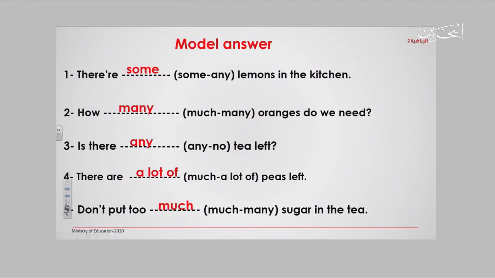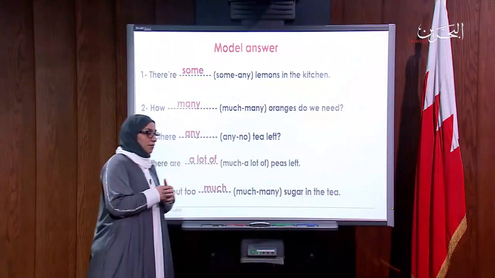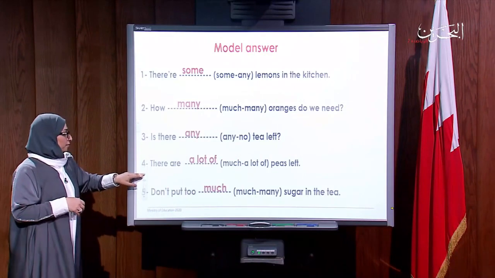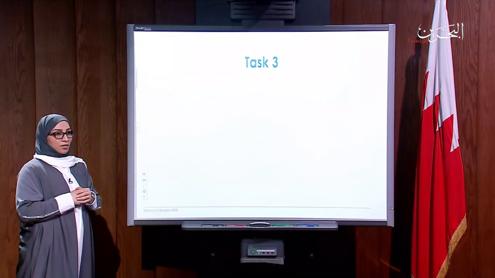I hope that you have all of them right. Even if you have a mistake, no problem. You can practice again and again and go back to the previous slides. Let's go to task 3.